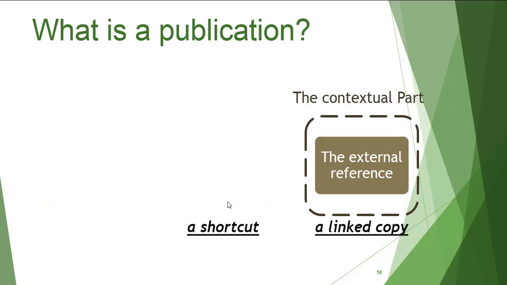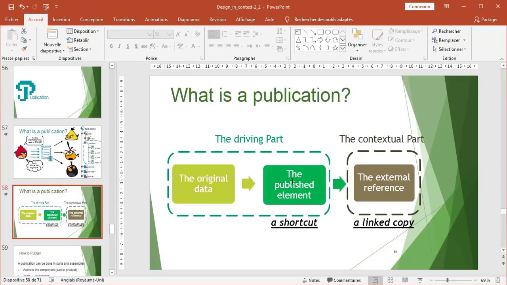This published element is like a shortcut, and the external reference is like a linked copy. We know that the external reference is a copy with a link to the original data, but with publication, the copy is made of the original data through this shortcut. This is a shortcut, okay? This is not an independent geometry. I cannot isolate this shortcut.